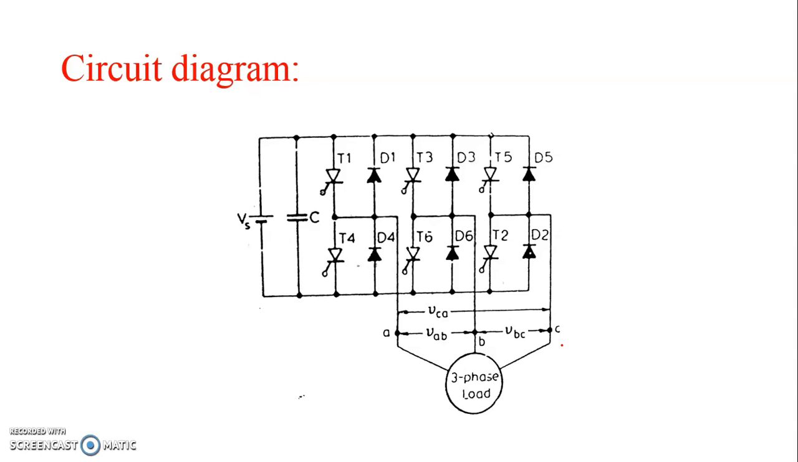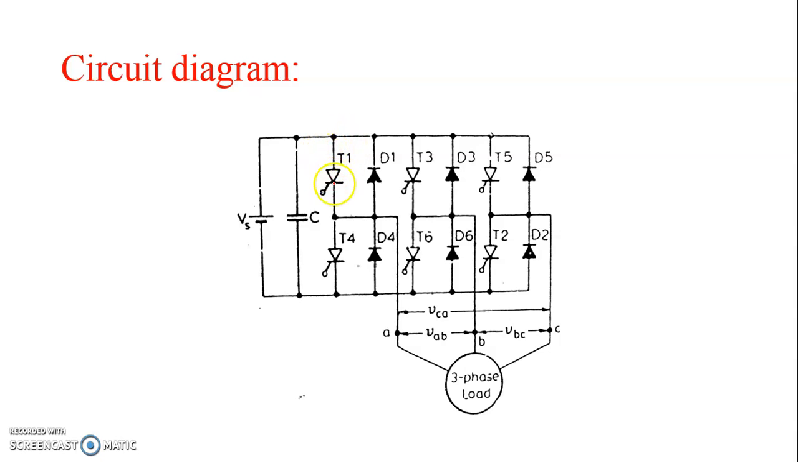This is the circuit diagram of the three-phase inverter. Here we have 6 thyristors, namely T1, T2, T3, T4, T5 and T6. The commutation circuits are not shown for simplicity.